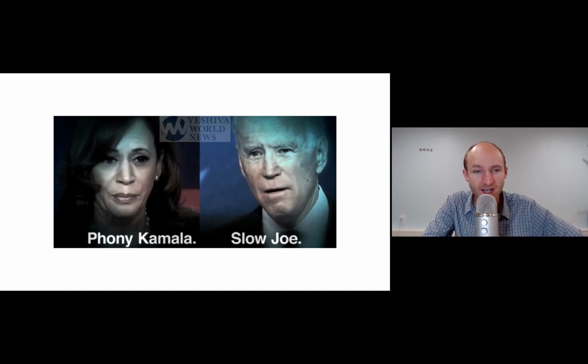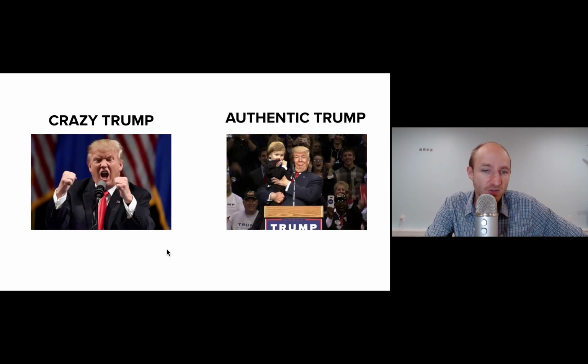This happens all the time in politics, emotive conjugation. Trump is a master at it. He calls them phony Kamala and slow Joe. These are pretty direct emotive conjugations where you're just adding an adjective in front that has a negative connotation, and then connecting it to their name. You can do the same thing with Trump, where you say, oh, it's crazy Trump. And the positive version would be authentic Trump. The people who get him say he says it like it is, he's just being his authentic self. So that is all very connected.